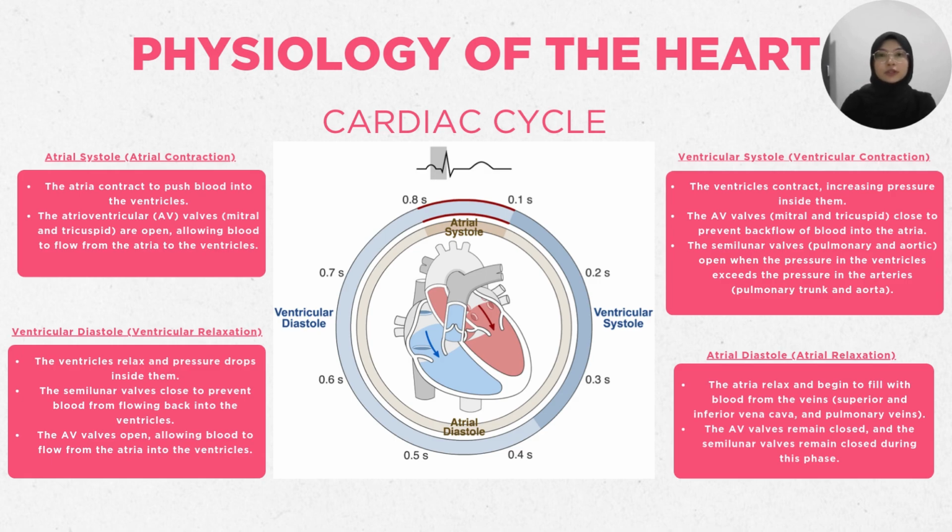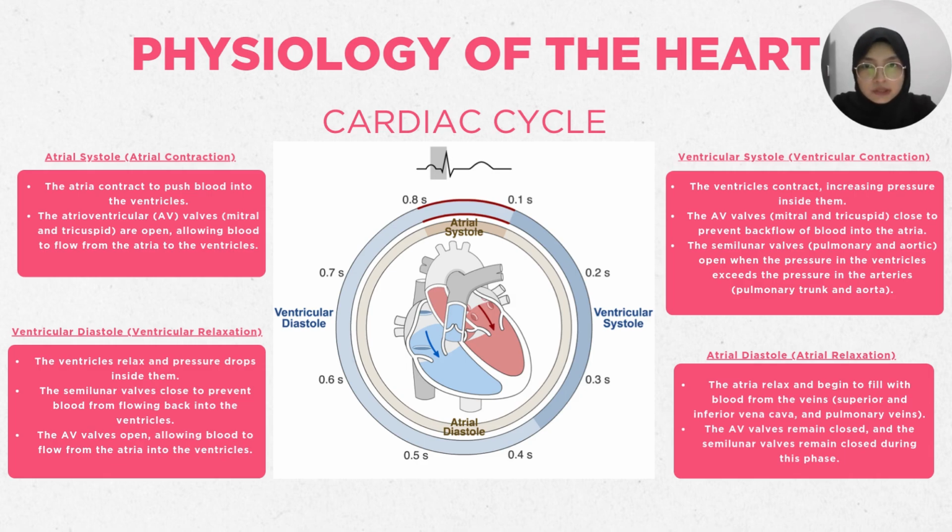Next, we're going to talk about the physiology of the heart, which is the cardiac cycle. The cardiac cycle refers to the sequence of events that occur when the heart beats. There are four events in the cardiac cycle, which are atrial systole, ventricular systole, atrial diastole, and ventricular diastole.